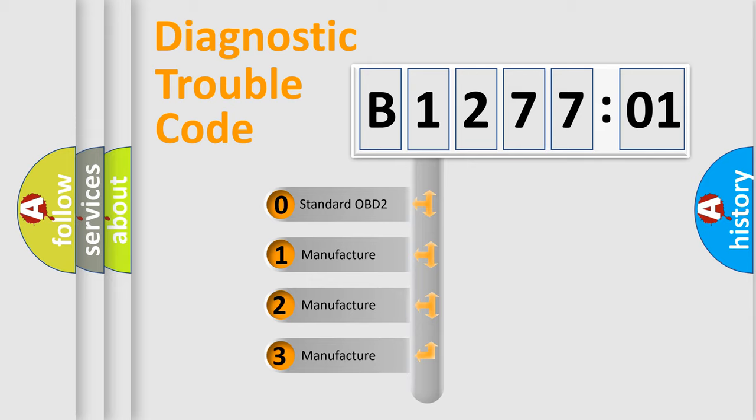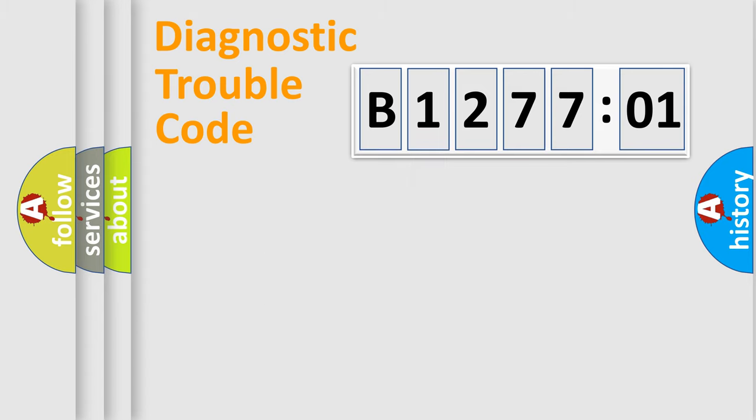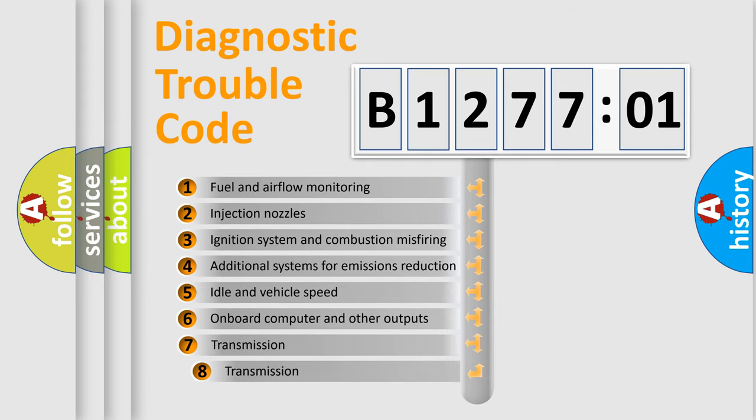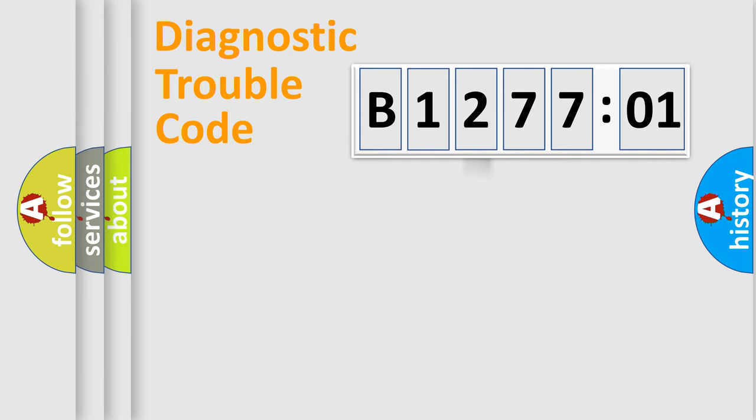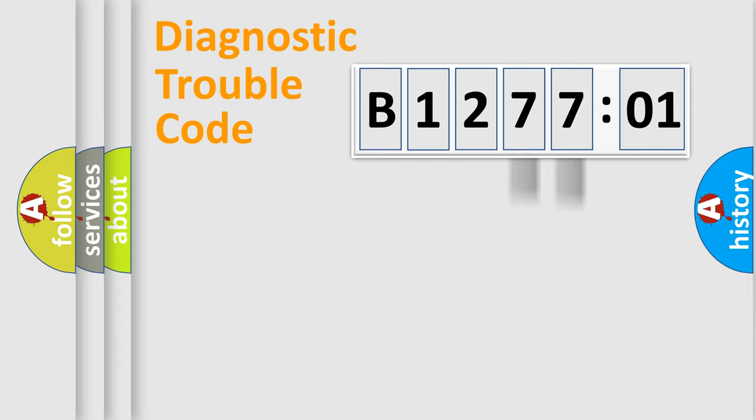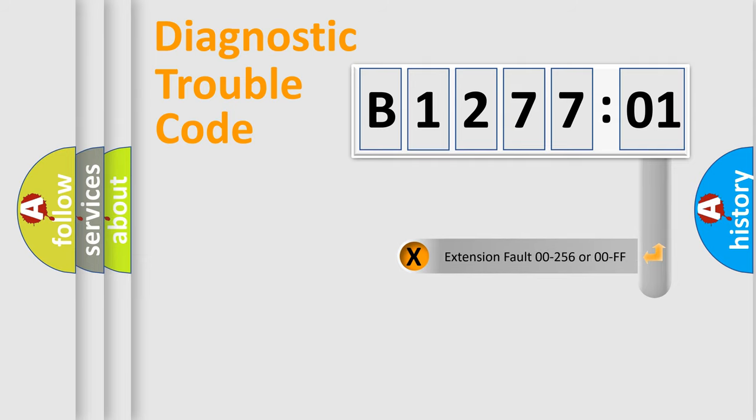If the second character is expressed as zero, it is a standardized error. In the case of numbers 1, 2, 3, it is a manufacturer-specific error. The third character specifies a subset of errors. The distribution shown is valid only for the standardized DTC code. Only the last two characters define the specific fault of the group. The add-on to the error code serves to specify the status in more detail.